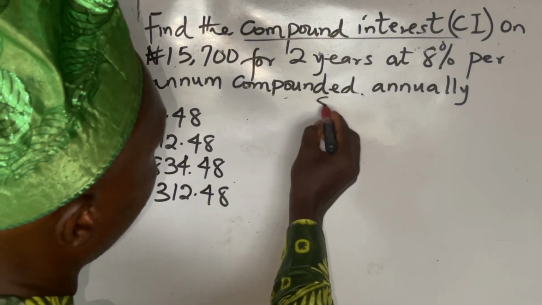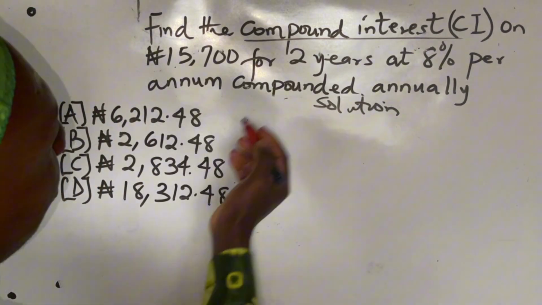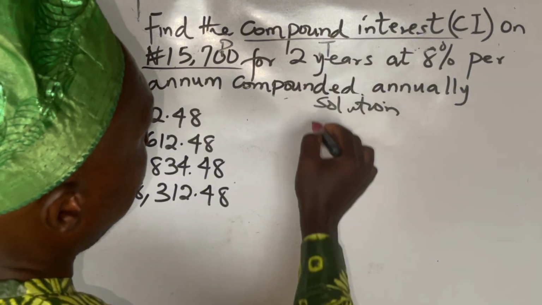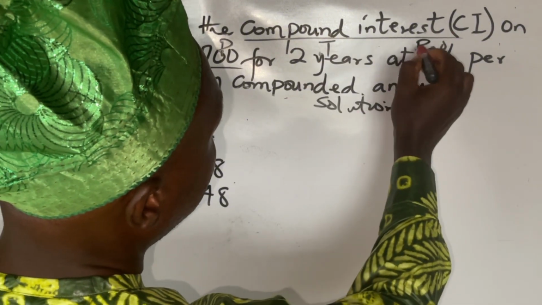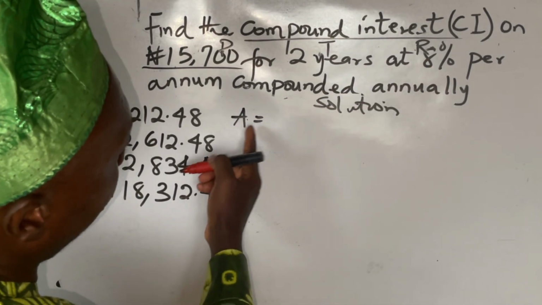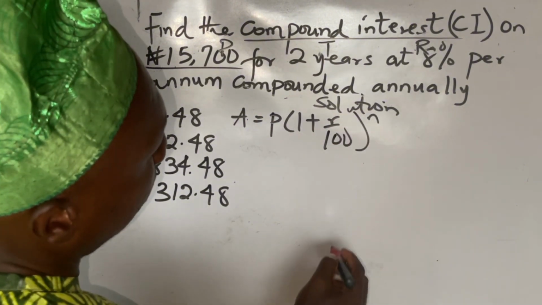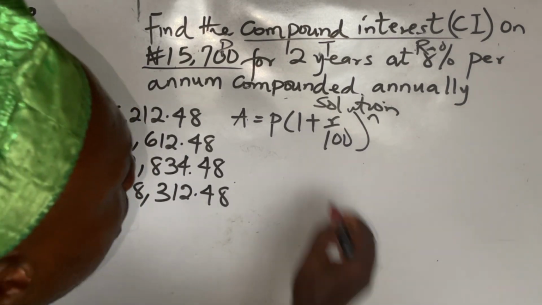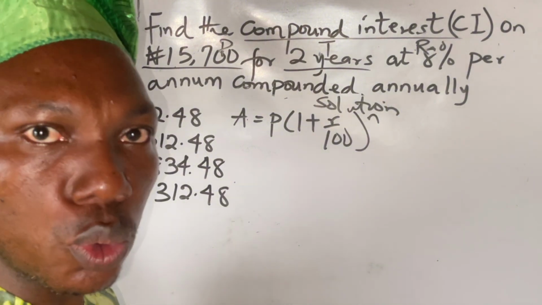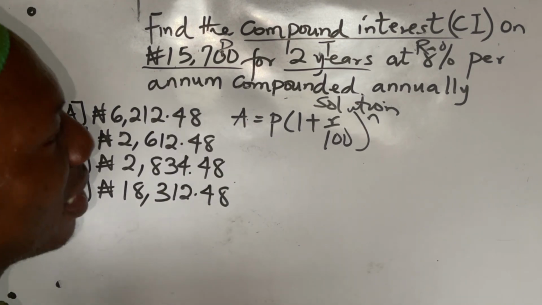So we have the solution. Compound interest on 15,700, that's the principal, for 2 years, that's the time, and 8%, that's the rate. So let's calculate the amount. The formula for the amount for compound interest is amount equals principal times (1 plus r over 100) raised to power n, where n is the number of years, that's 2 years. P is the amount borrowed, deposited or invested, and our principal is 15,700.